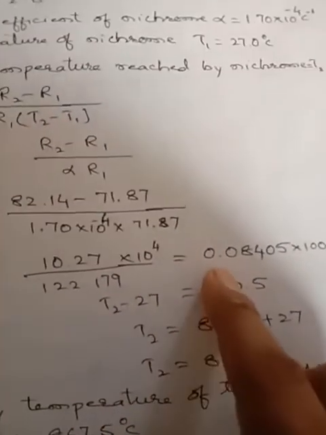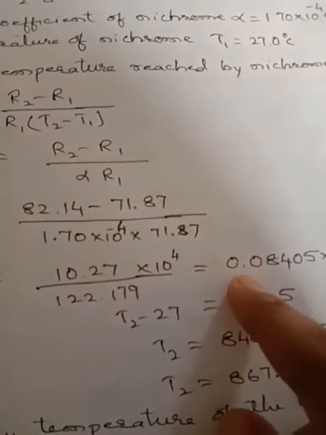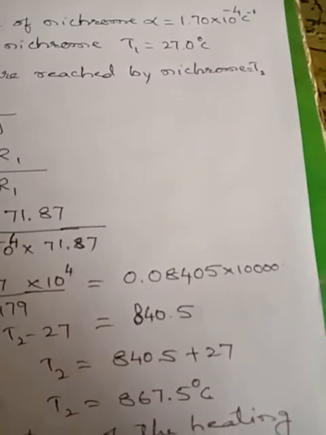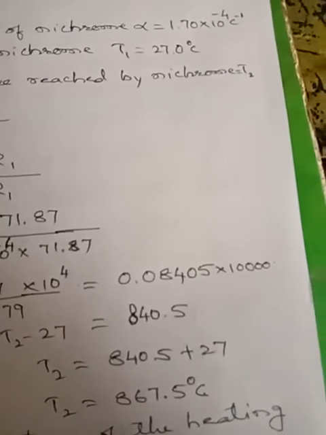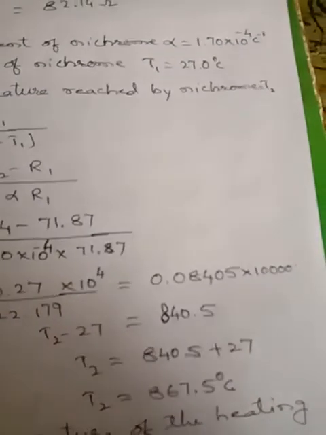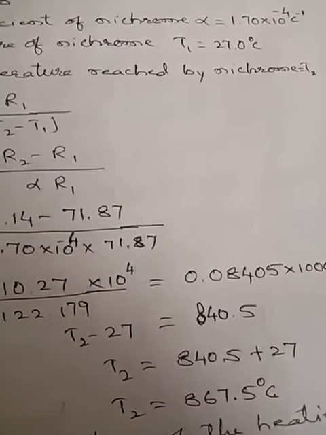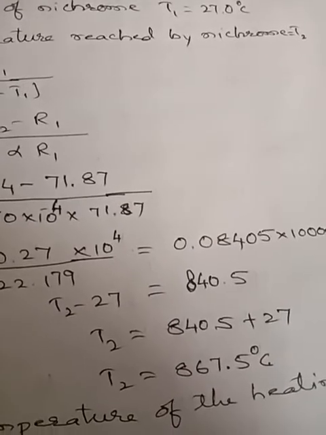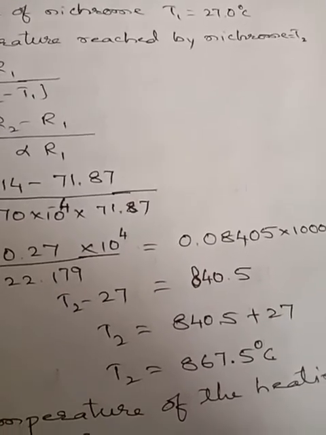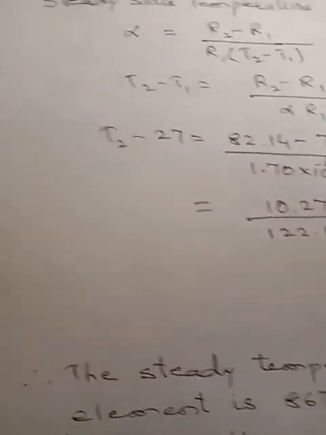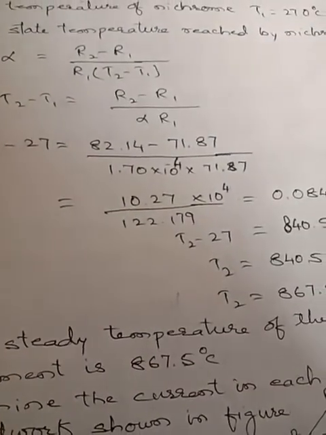So after dividing 10.27 divided by 122.179, we will get 0.0845 into 10 to the power of 4, means 10,000. If you multiply that, we'll get 840.5. So T2 minus 27 is equal to 840.5. Now send this 27 to the other side, it will become plus 27. So T2 is equal to 867.5 degrees centigrade. This is the steady temperature of the heating element: 867.5 degrees Celsius.